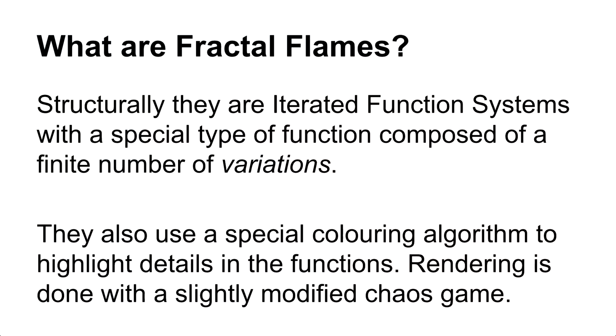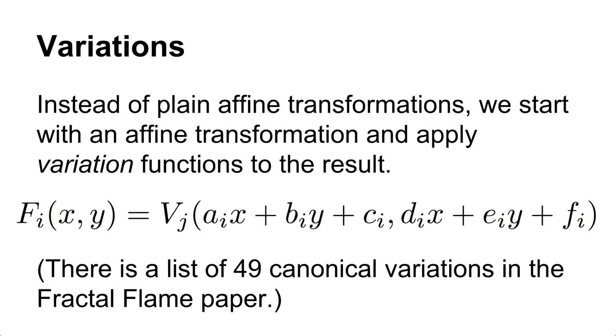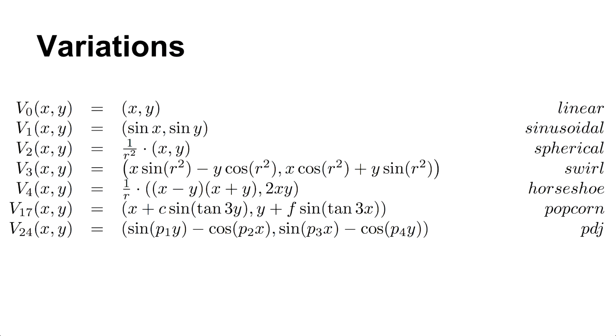Iterative function systems in 2D use a special kind of function called a variation, which is defined in that Fractal Flame paper by Scott Draves, which is referenced in the end, so you can read it, because it's cool. And the variations kind of work like this. You have your affine transformation, and you also apply a set of variation functions, which are defined in the appendix. There's like 49 canonical ones. They kind of look like this. So, for example, we can have a function that does nothing. We can have a function that applies sines to all of the coordinates.